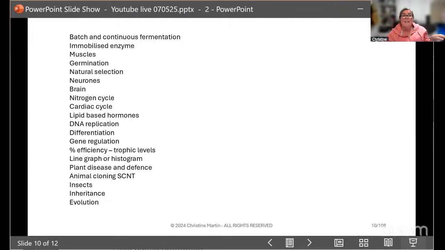Lipid-based could be anywhere because it's module 2. DNA replication, module 2. Differentiation, module 2. Gene, paper 2. Percentage efficiency, paper 2. Line graphs, anywhere. Plant disease and defense is paper 2. Animal cloning, paper 2. Insects, paper 1. Inheritance, paper 2. Evolution, paper 2. That would be what I would kind of say based on what they haven't assessed lately.